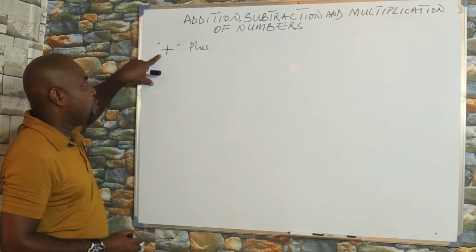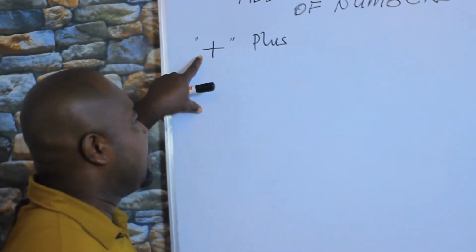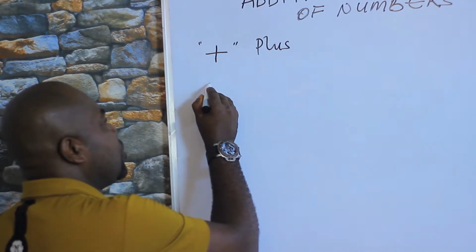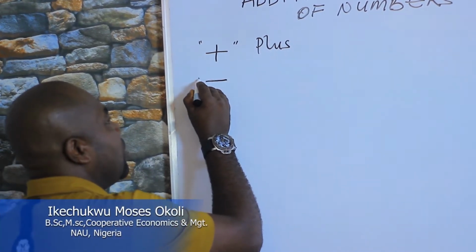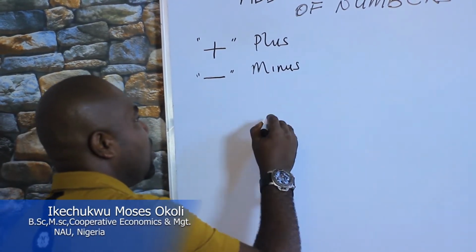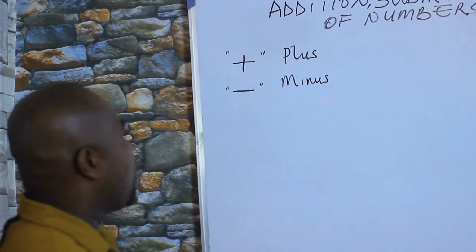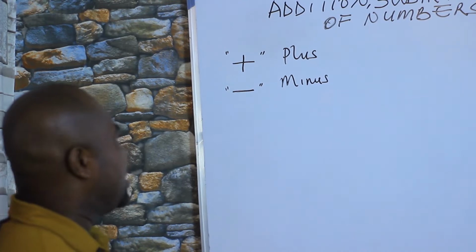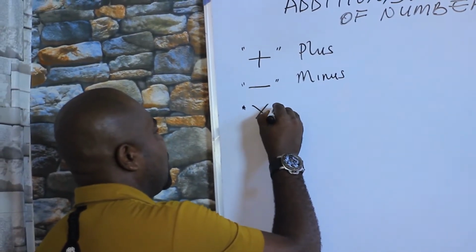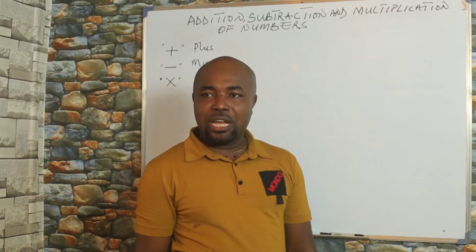We say that addition of numbers means total counting numbers, and it is denoted by the symbol plus. Then we have subtraction of numbers, which is denoted by the symbol minus. We also have the multiplication of numbers, which is denoted by the symbol times.